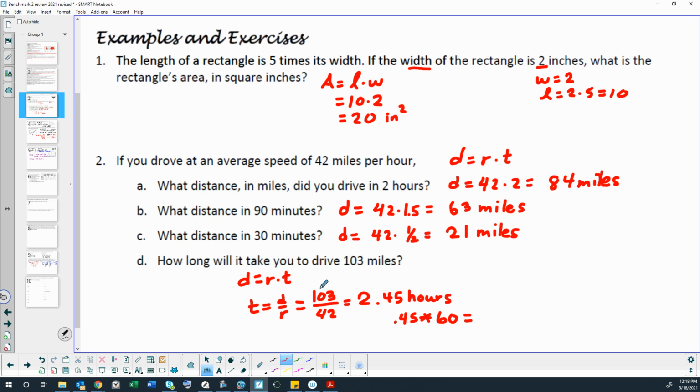And that tells us that that's 27 minutes. So our final answer for this could be as accurate as saying 2 hours, 27 minutes.